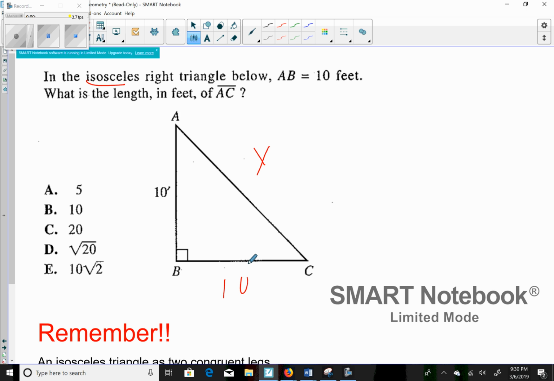Then you can either put it into the Pythagorean theorem and do 10 squared plus 10 squared is equal to x squared and solve it that way. Or you can remember that this would be a 45, 45, 90. Either way, the hypotenuse is going to end up being 10 times the square root of 2, which is choice E.